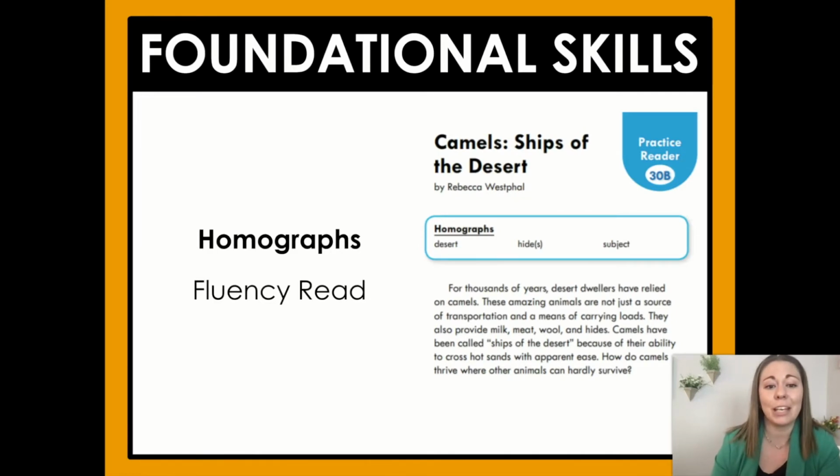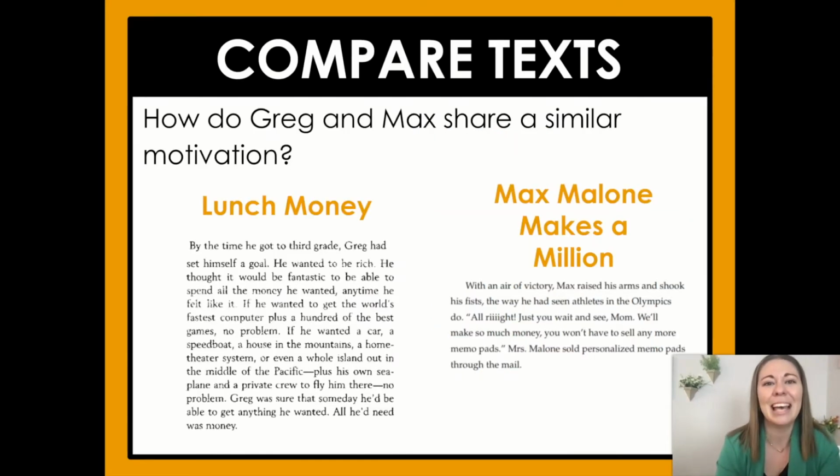So for your fluency read, you are going to read Camels, Ships of the Desert, and you just have a couple of homographs. So you have desert, hides, and subject. So have fun with that reading and make sure you take your time and do your best. Let's get into comparing our text today.